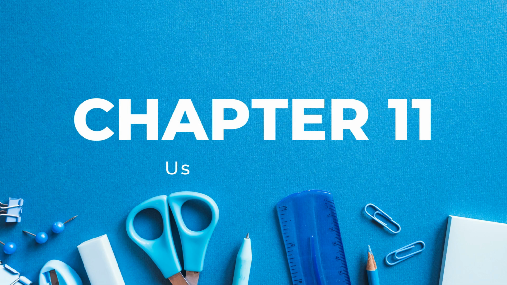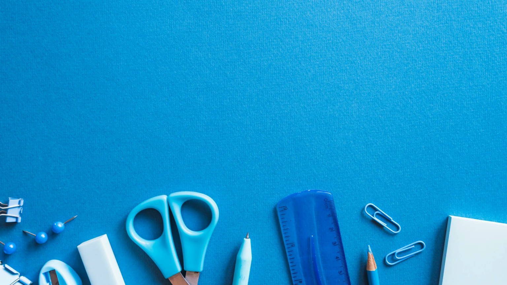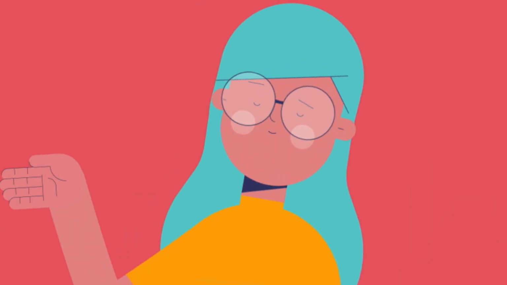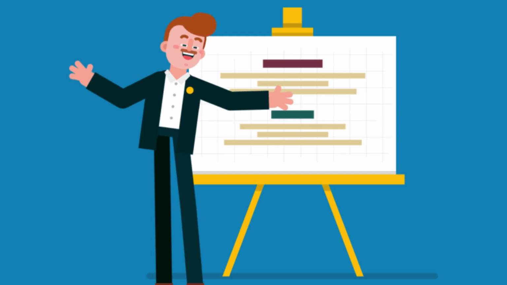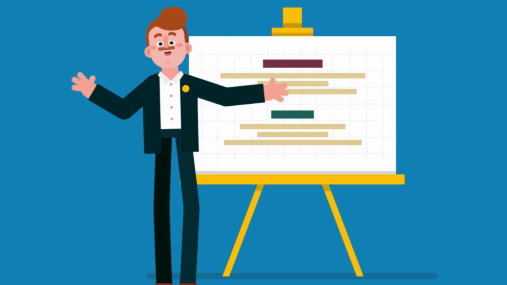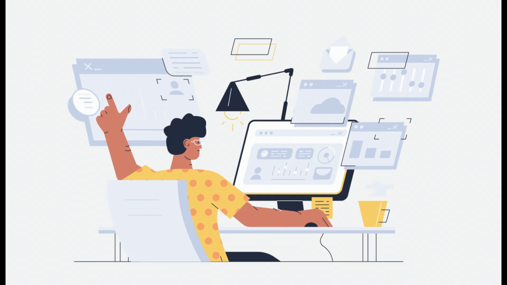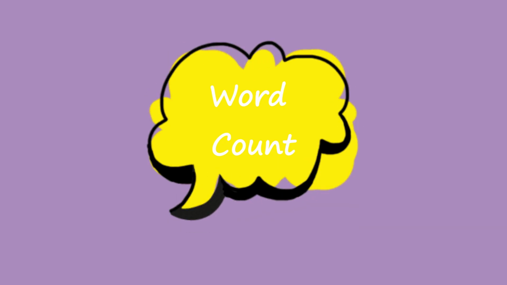Chapter 11. Use active voice. Passive voice makes you sound unsure. This one switch fixes that. Instead of, the data was analyzed, say, we analyzed the data. Active voice makes your writing direct and confident. It also cuts word count.